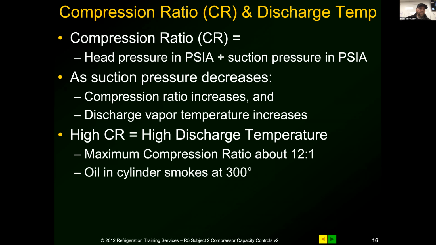So oil in the cylinder smokes at 300 degrees Fahrenheit.